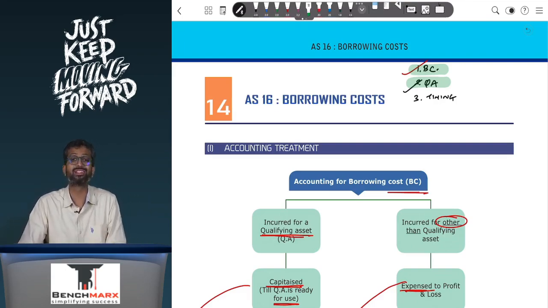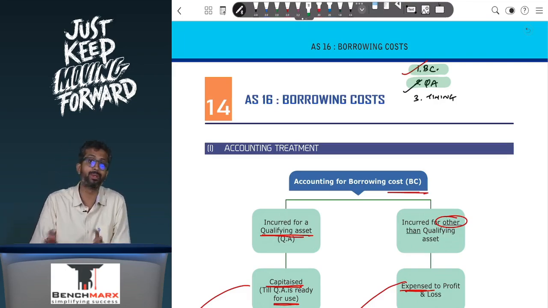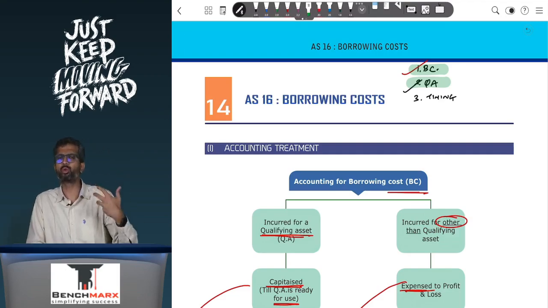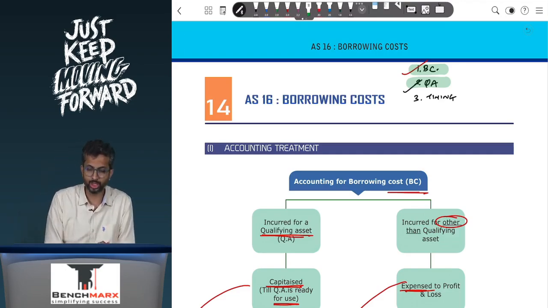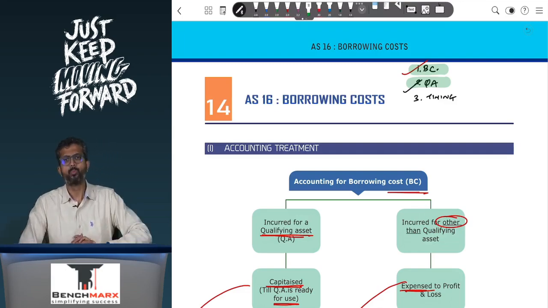I have to look at the timing. Till when will I capitalize the borrowing cost? Only during the period the asset is being constructed. Now, over here, we will try to discuss why this standard is coming into existence in the first place. This standard pertains only to borrowing cost, and that too for those qualifying assets.